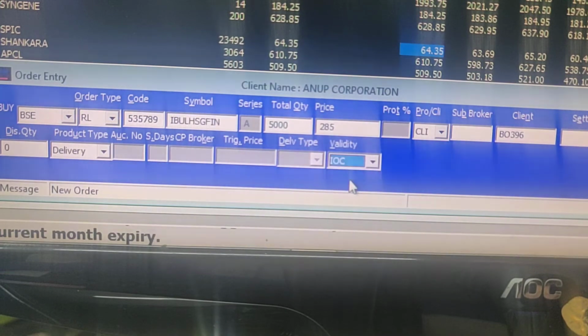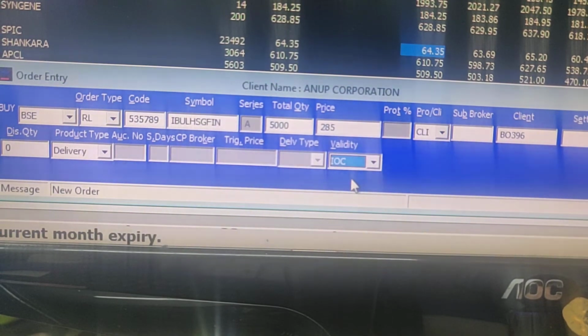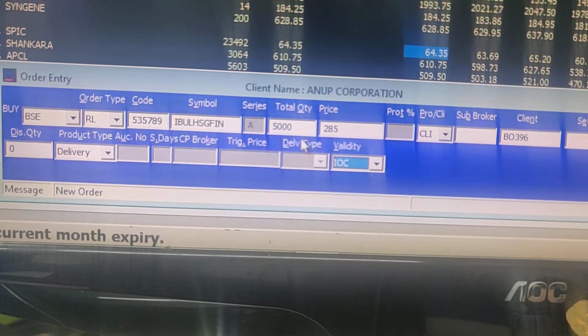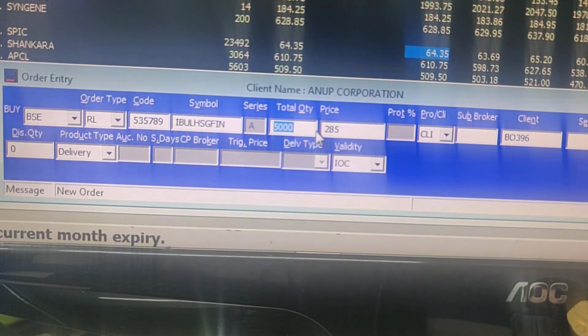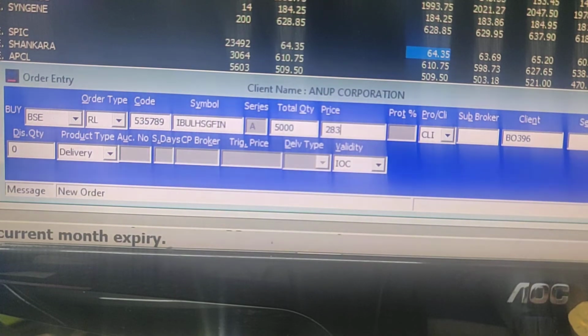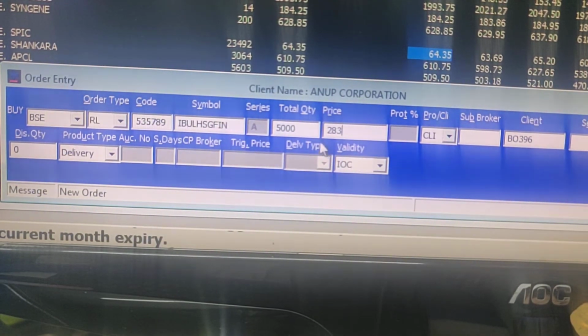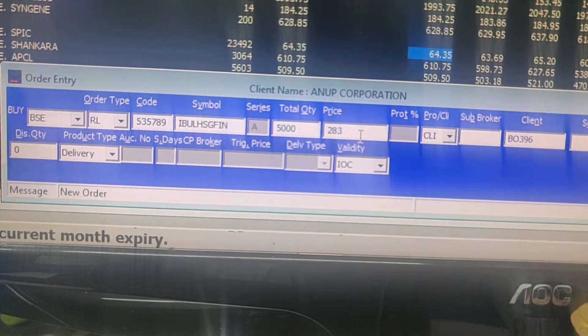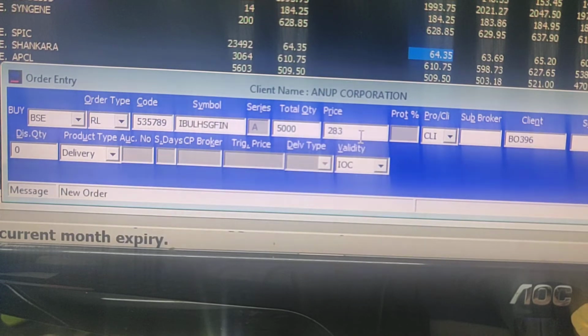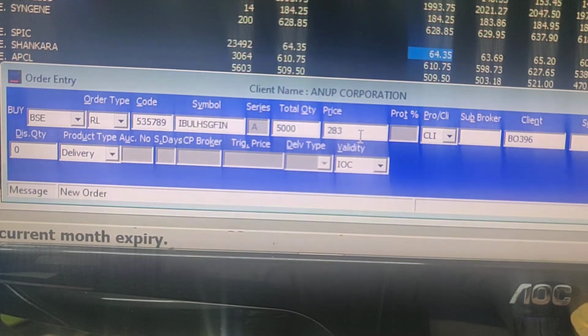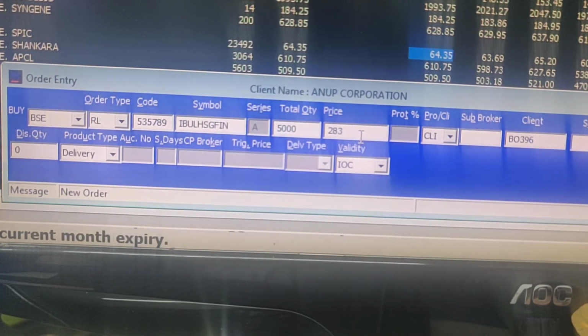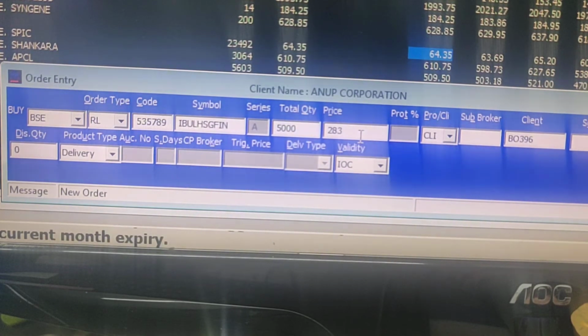Then we have IOC. IOC stands for immediate or cancel. Suppose you want to buy 5,000 shares of a company at a particular price, say at a price of 283, so you can put this immediate or cancel order. Whatever quantity comes at the rate of 283, that much will be bought by the system and the balance order will be cancelled automatically. This is useful when there is a big quantity buy or sell order.